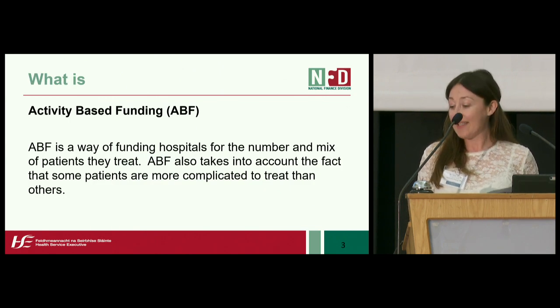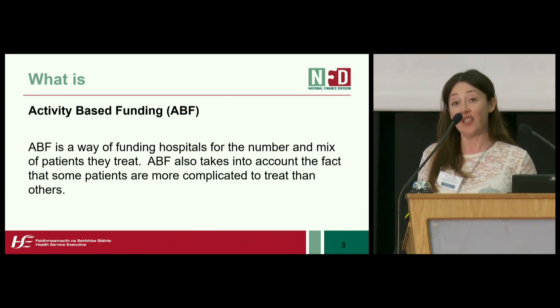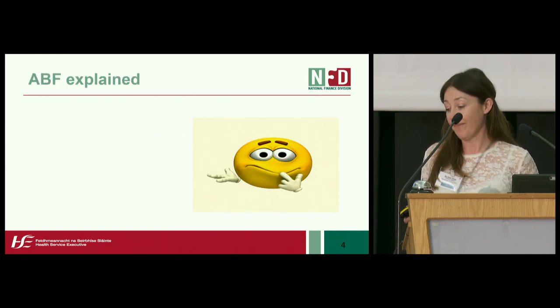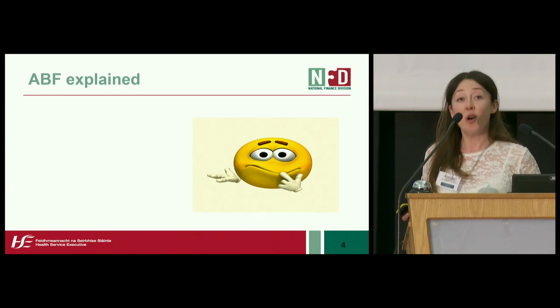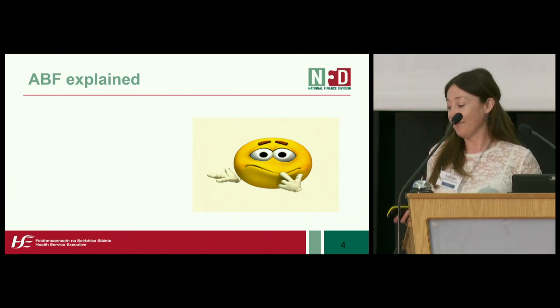So activity-based funding is a way of funding hospitals for the number and mix of patients they treat. ABF also takes into account the fact that some patients are more complicated to treat than others. Now I'm going to show you a small video that will explain this more.